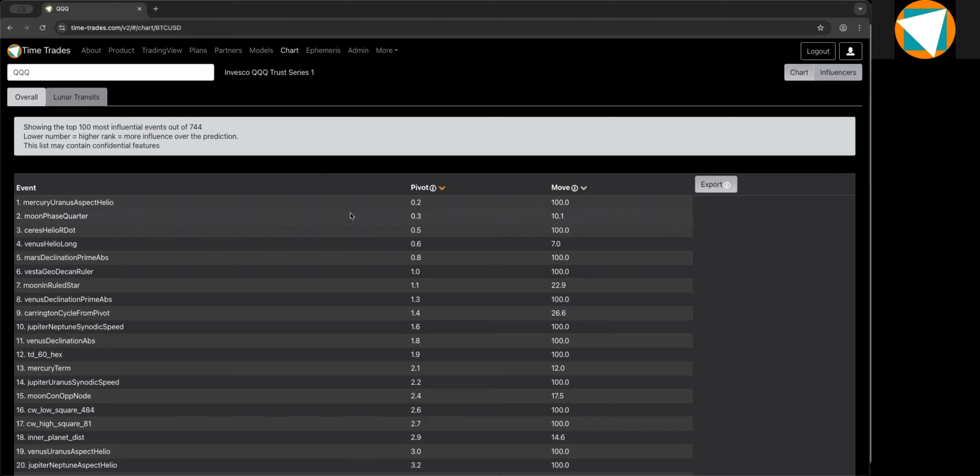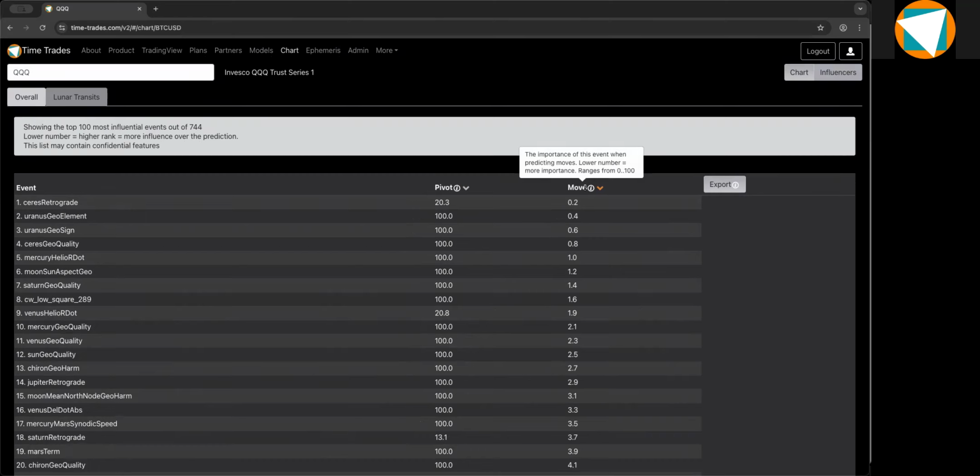So the number here is showing the events that contribute the most to a pivot. And you can see here the number 1 most influential event over the QQQ pivot is a heliocentric aspect between Mercury and Uranus. So using this information, you can inform some of your choices on how to use the TradingView scripts. So the full list is here. You can also export this if you have an annual subscription.